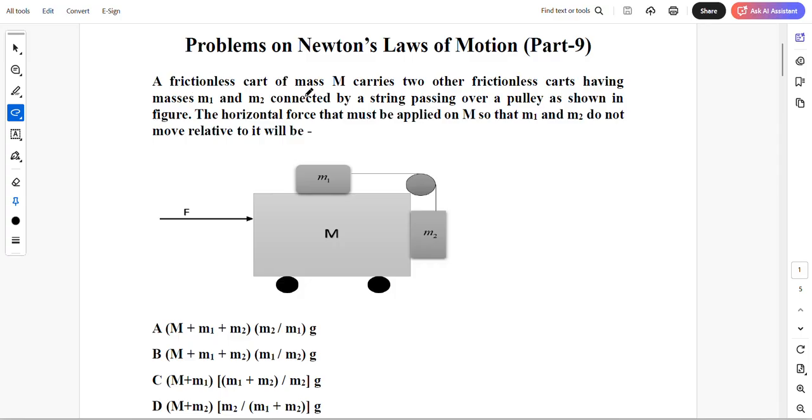A frictionless cart of mass m carries two other frictionless carts having masses m1 and m2 connected by a string passing over a pulley as shown in figure. The horizontal force that must be applied to m, so that m1 and m2 do not move relative to it, will be. Now in the previous video also we have done one problem of this type.